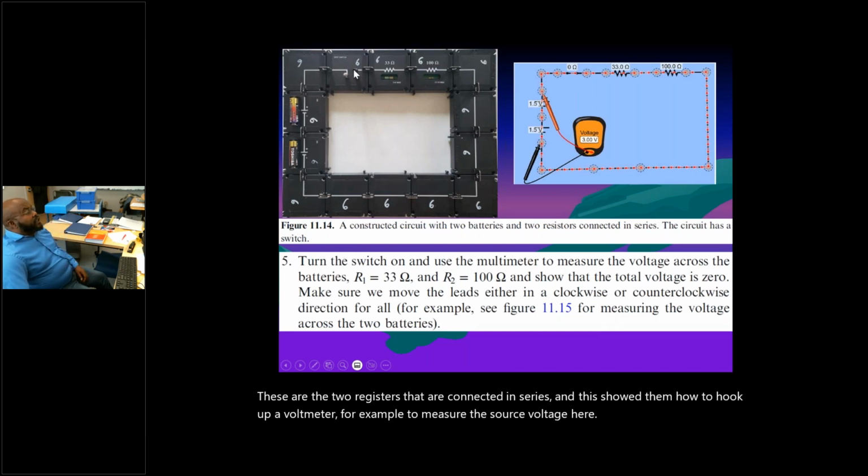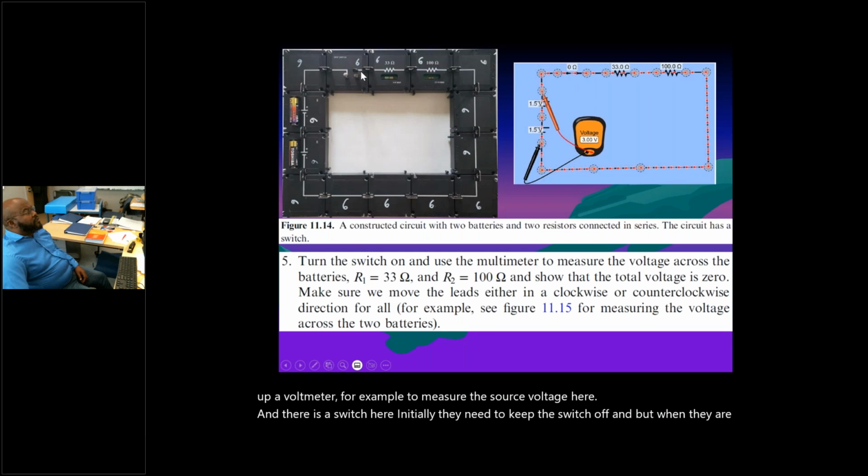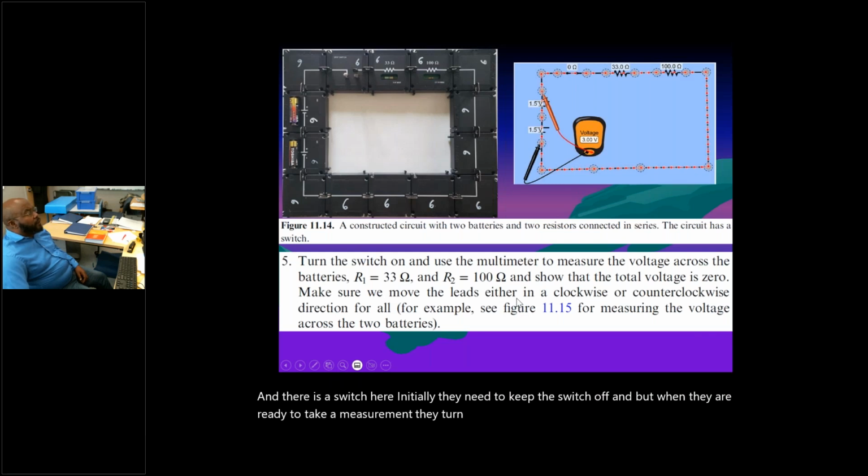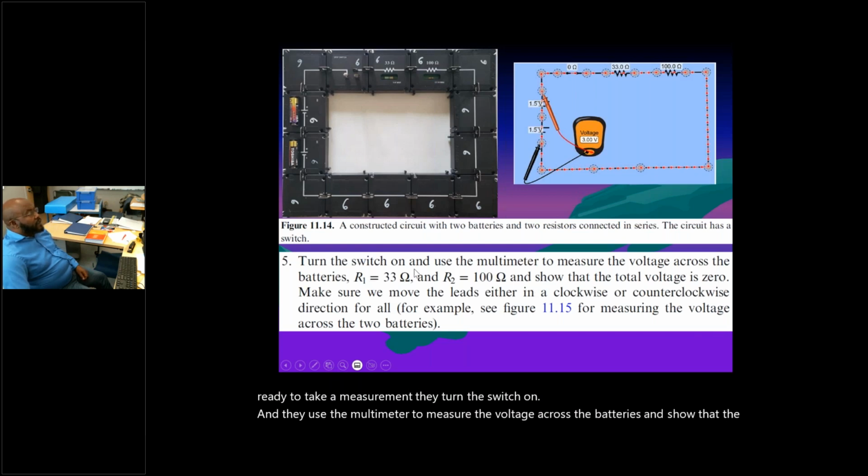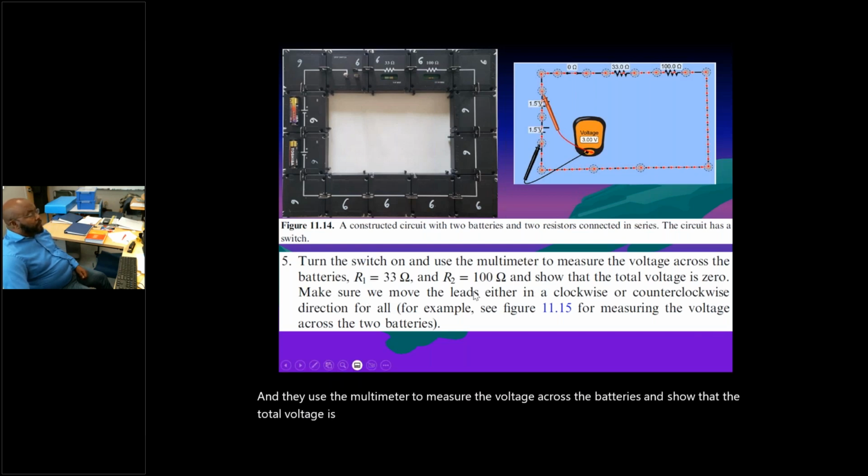And there is a switch here. Initially they need to keep the switch off, but when they are ready to take a measurement, they turn the switch on, and they use the multimeter to measure the voltage across the batteries and show that the total voltage is the same across the batteries and across R1 and R2.